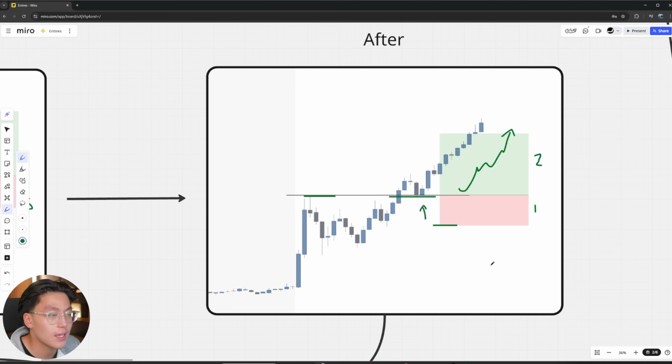It's very nice because now we're getting a super nice entry. We had very minimal drawdown and we end up having this continued push towards the upside. So this is an example of the limit order working out. Now let's go into another example.